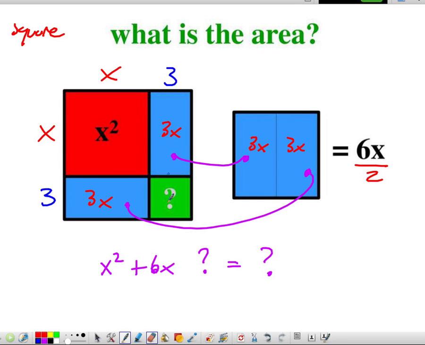Now that I know the dimensions, I can find the area of the green shape. It's basically 3 times 3, and so the area of the green shape is going to be 9. And so now I know that this is going to be plus 9. And I also know the other expression for the area, which is going to be x plus 3 squared.